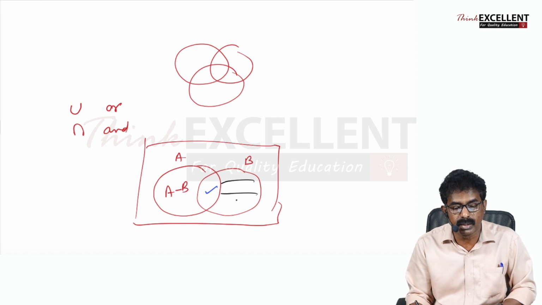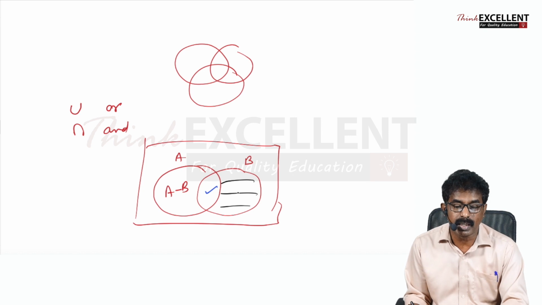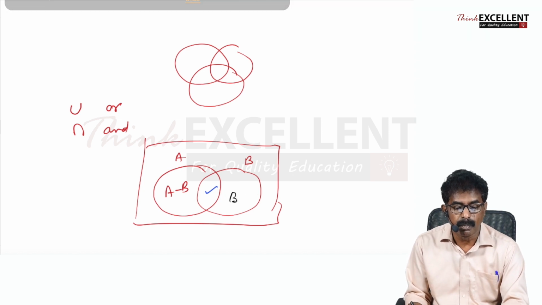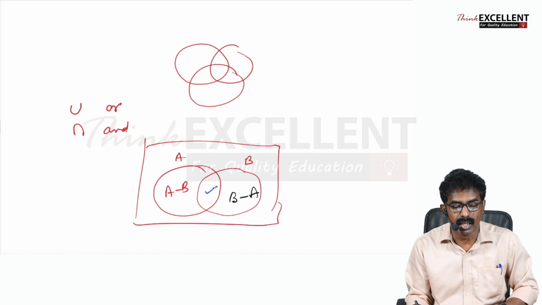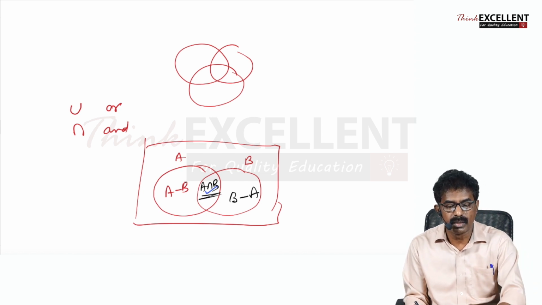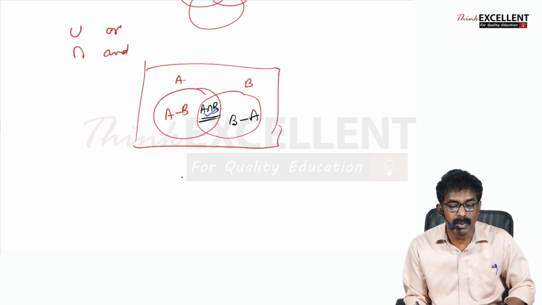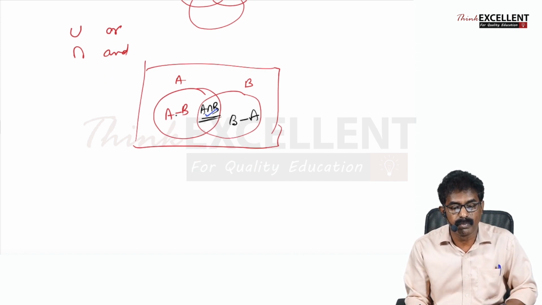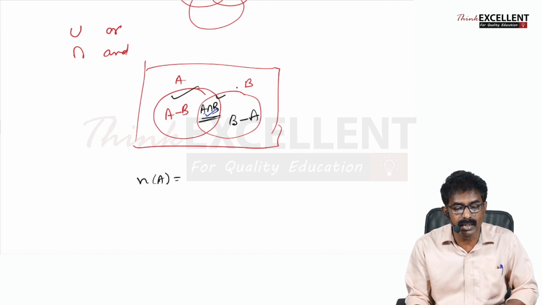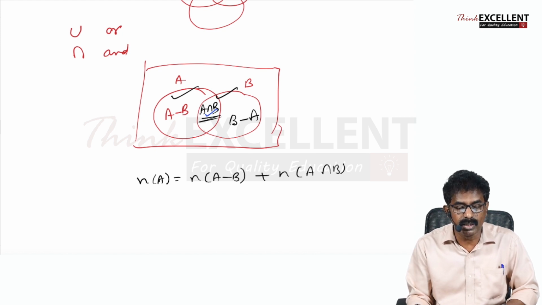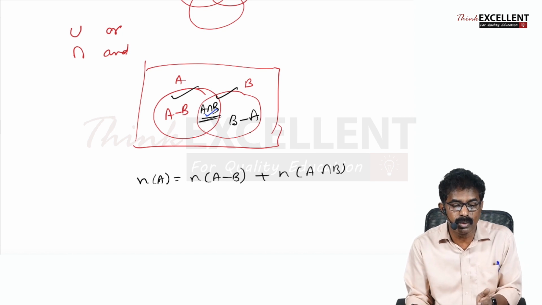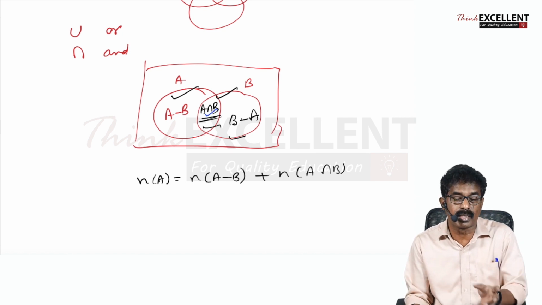Same way, can you say what is this portion? That is in B but not in A, right? In B but not in A. B minus A. And this is A intersection B, right? So this is the main thing you need. Here also we are going to apply some cardinal property. N of A means two things you have to add, this and this, right? N of A minus B plus N of A intersection B. If you add these two, you will get A. Same way B means you have to add these two, right? These two if you add, you will get B.